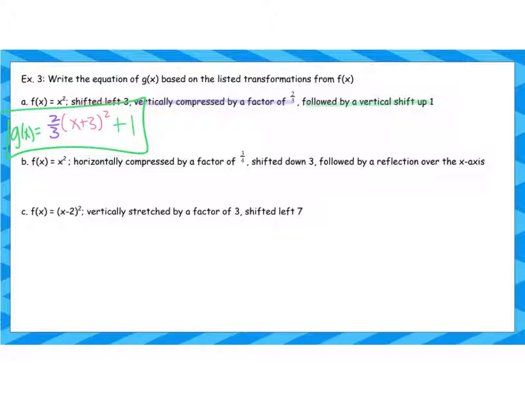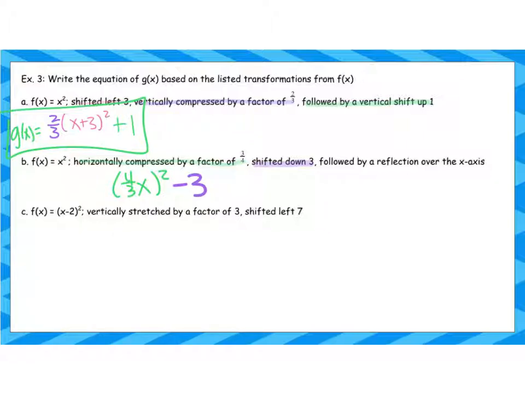All right, the next one, a little bit trickier because it has a horizontal compression. And like we talked about, horizontal compressions are one of the most missed transformations. So if there's a horizontal compression by a factor of 3/4, 3/4 is not the number that goes in my equation. The number that goes in my equation inside the parentheses would be 4/3. Then it says it's shifted down. So my next transformation then would be -3.